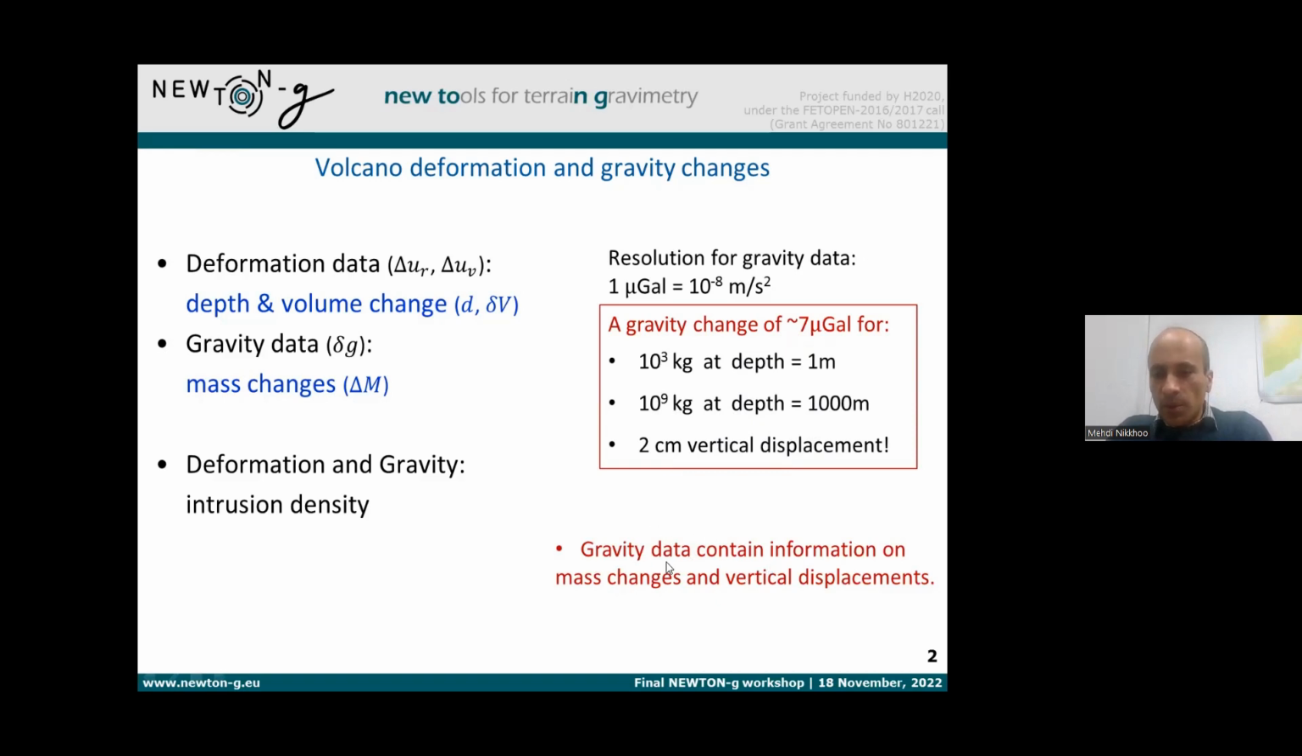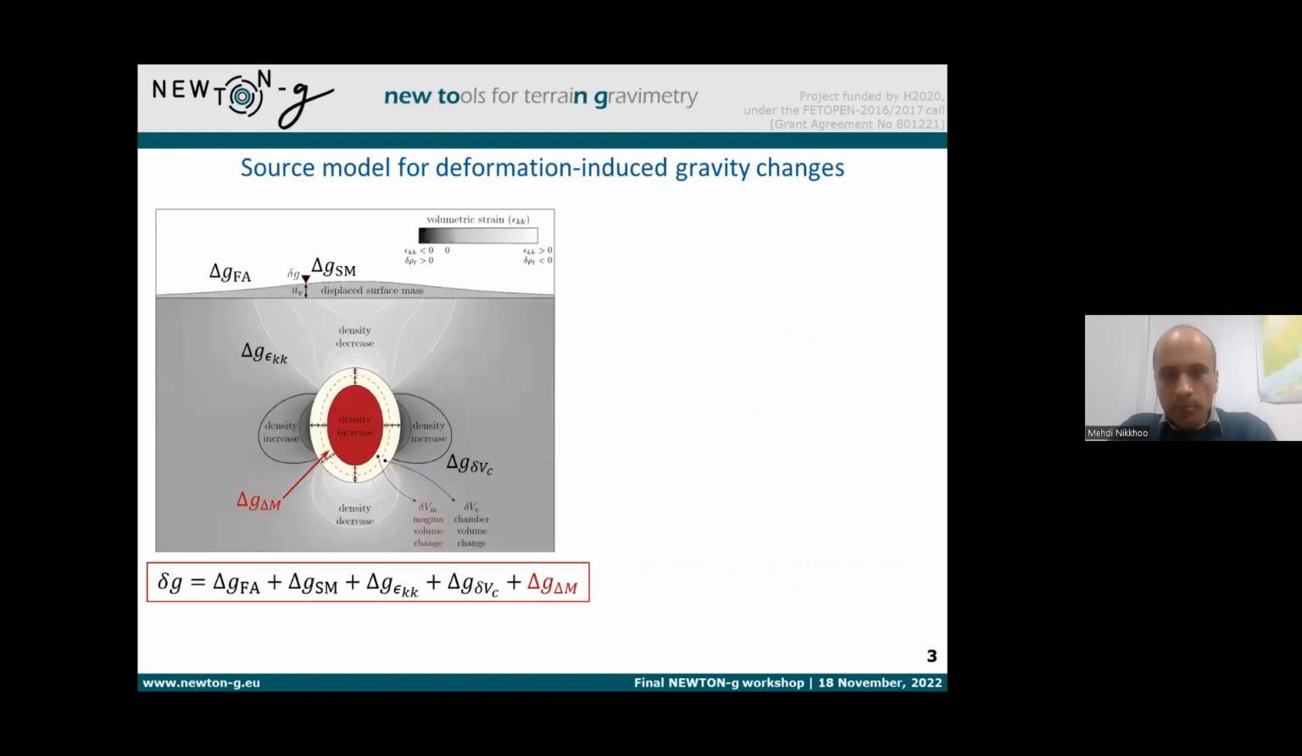But this is the key sentence in this presentation, and what I want to say with this is that we should not only focus on constraining mass changes by using the gravity data, and actually gravity data can offer more information. One of the issues that is usually overlooked is the deformation-induced gravity change topic. And what I mean by the deformation-induced gravity changes is represented in this figure.